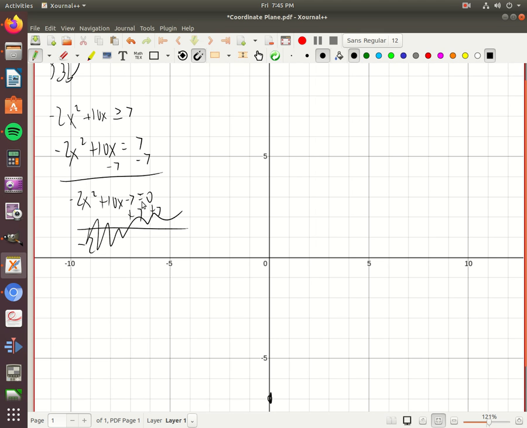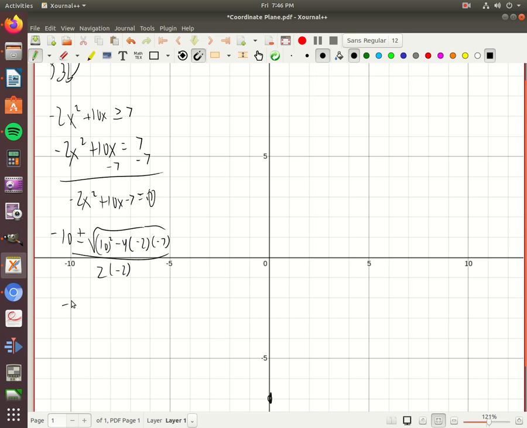Actually, I guess at this point, I should try my diamond. I get a positive 14. Yeah, this is going to work out really ugly. I'm just going to jump straight to the quadratic formula. I don't even want to mess with the diamond here. The diamond might work, but it's going to get messy, and I can tell. So I'm going to say negative b plus or minus the square root of b squared minus 4 times a times c, all of that over 2 times a.